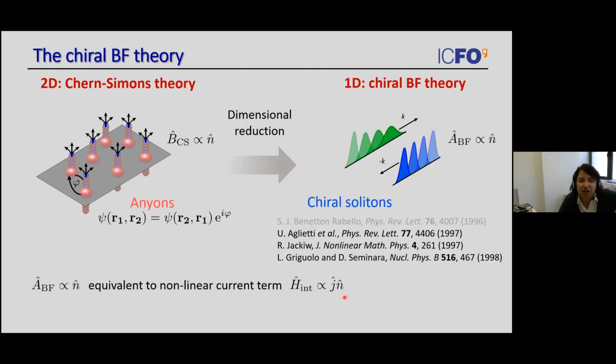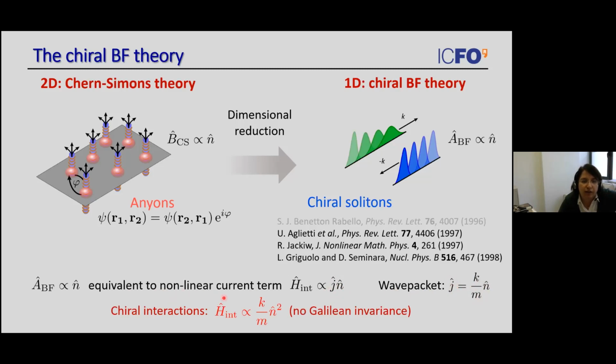So you have an interaction term that is a bit strange because it has this nonlinear current form. So you have here the current operator times the density, instead of having density squared as we are used to for contact interactions. And actually you can understand what this term means if you look at an atomic wave packet, for example. Then the current operator is the velocity times the density. So velocity is momentum over mass. So when you replace that, you get that this system has chiral interactions.